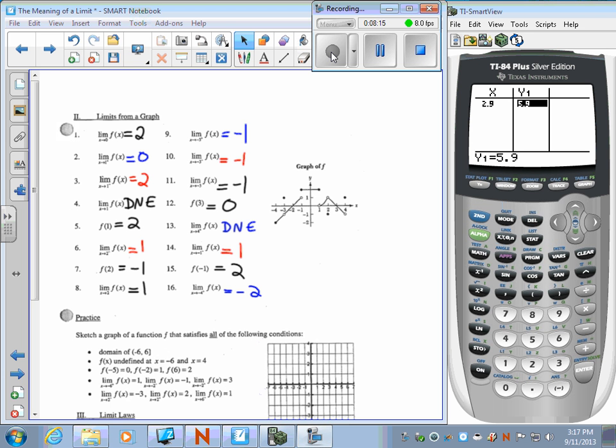Anything in red means we are approaching from the left. Anything in blue means we were approaching from the right. Anything in black means it's the actual limit or the actual function value. So let's move on to the next one.